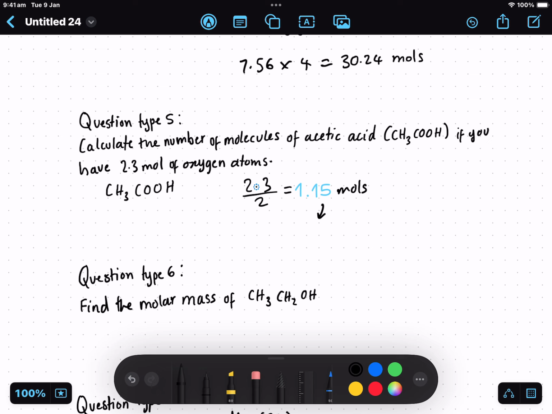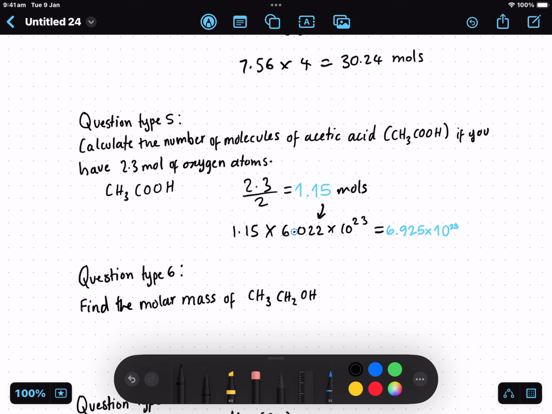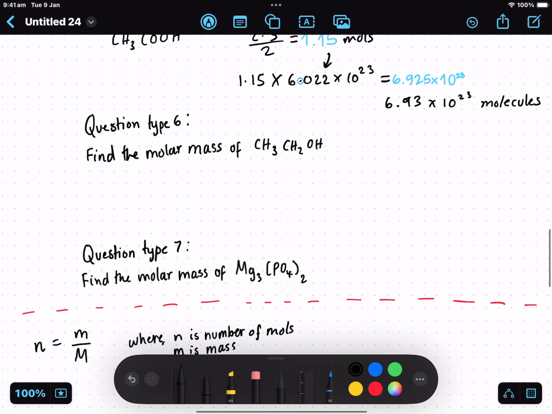Now, to find the number of molecules of acetic acid, we have to convert this into number of molecules. So 1.15 times 6.022 times 10 to the power 23. And our answer should be 6.93 times 10 to the power 23 molecules of acetic acid, rounded for significant figures. That's your answer.